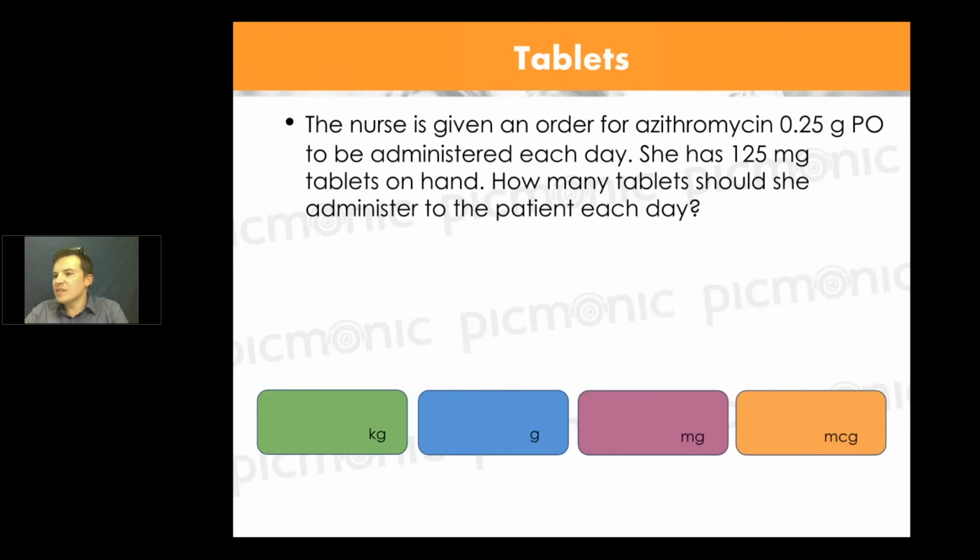So if we look at this, oh, lots of you guys are already typing in the answer. Aren't you just so smart?